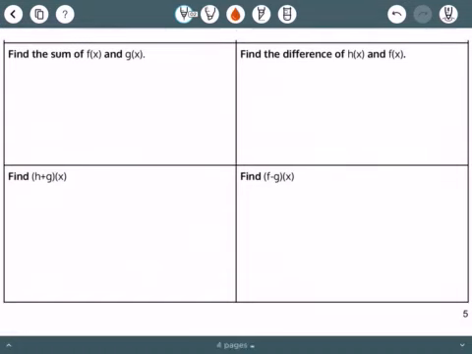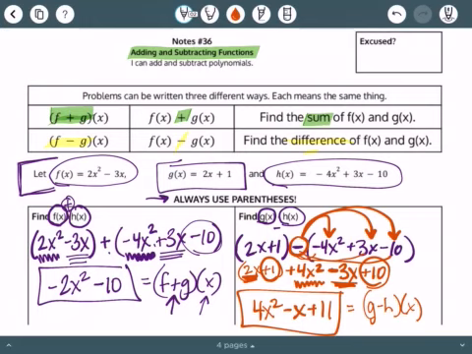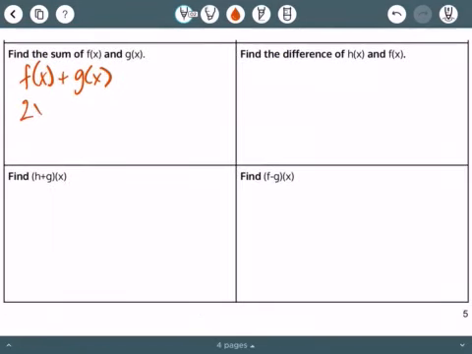For the other 3 examples, it says find the sum of f of x plus g of x. So I'm going to do f of x plus g of x. I'm going to go back and find f of x, 2x squared minus 3x. Put parentheses. I'm going to add it to g of x. g of x is 2x plus 1. I'm going to combine these and find my answer.